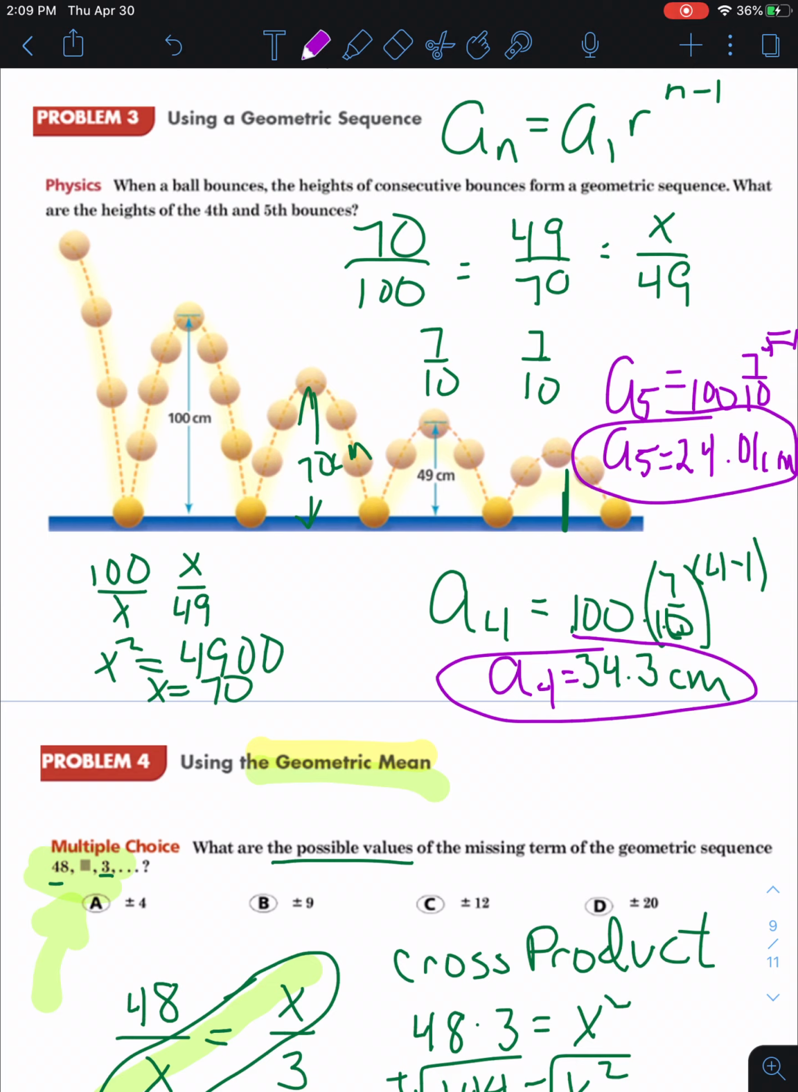Okay? That's just checking for r. And we found r was 7/10. Right. Any questions on that? Give me a holler. Take a look at your problems, and your homework will follow along with these examples.